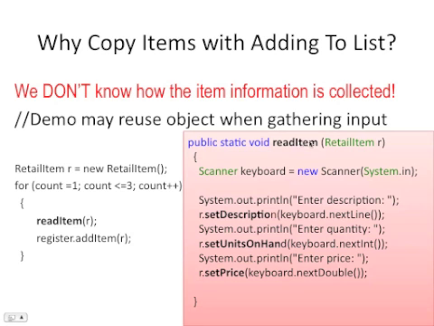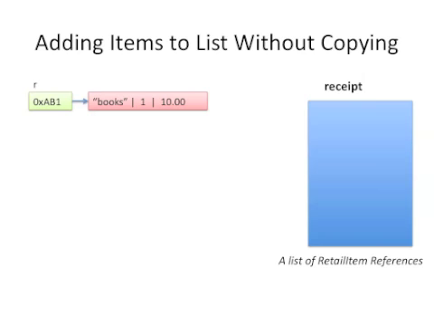For instance, readItem may be a method that accepts a retail item, asks the user to enter data, and when it returns, because I'm passing an object, it updates that r. So r here could be reused. The same memory cell can be reused to store the retail item. For instance, if I do it like this, r is the only memory cell that's created that will be used to store the retail item.